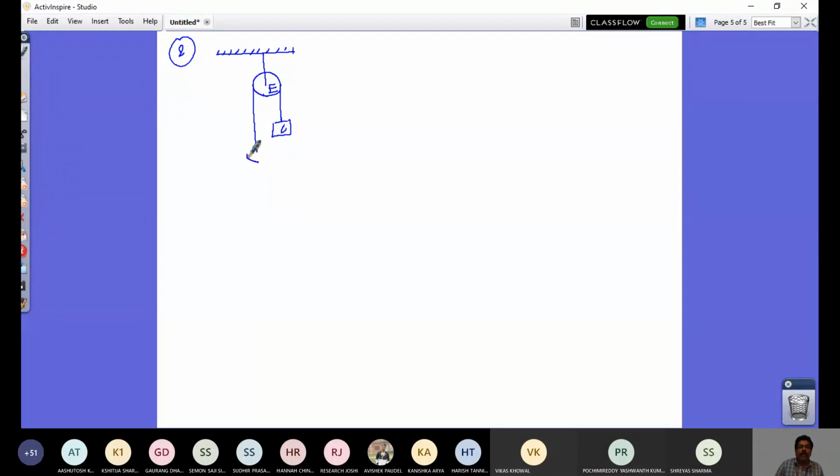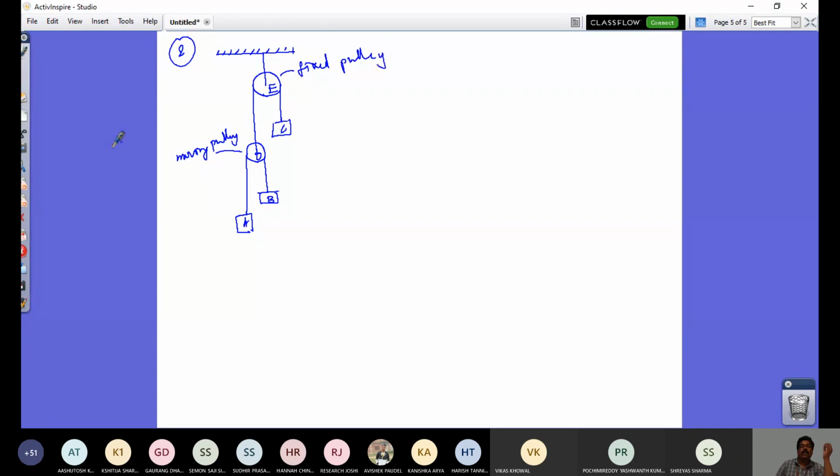The other end of the cable has another pulley. In this pulley again you see there is a string going around, and you have two blocks at the two ends of this cable. So look at this, this is A, this is B. This is the kind of arrangement. This pulley is pulley D, which is the moving pulley, whereas this is the fixed pulley.